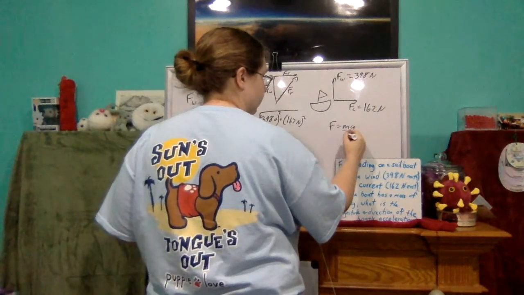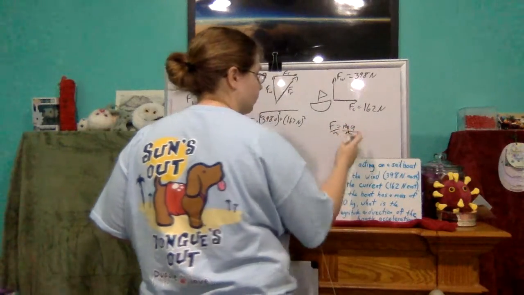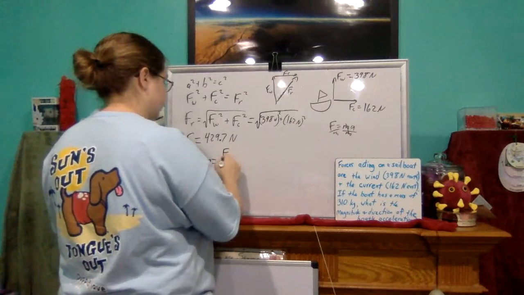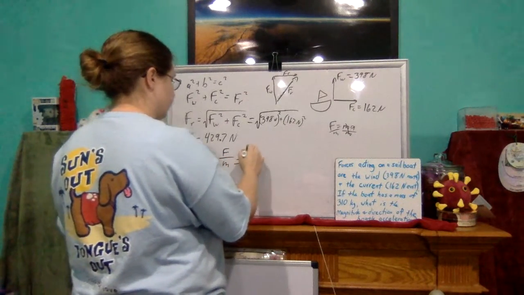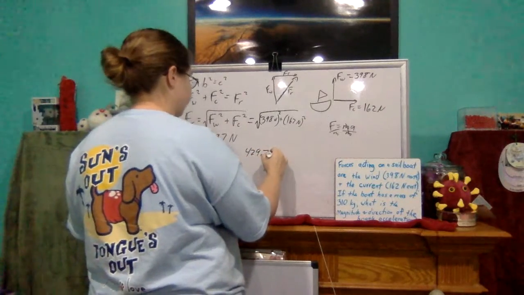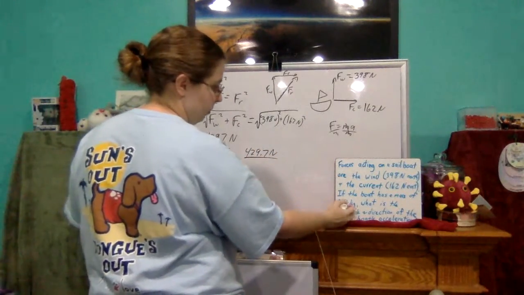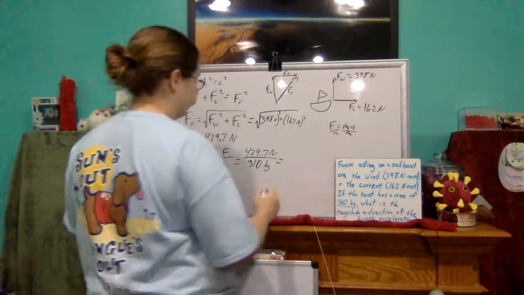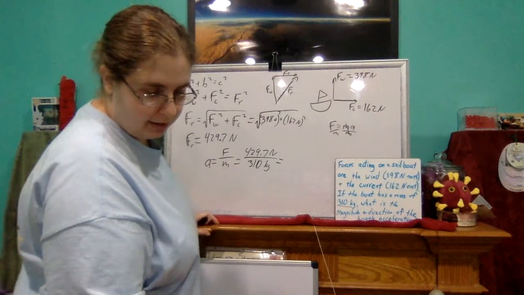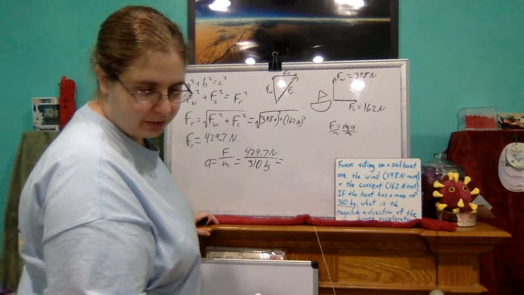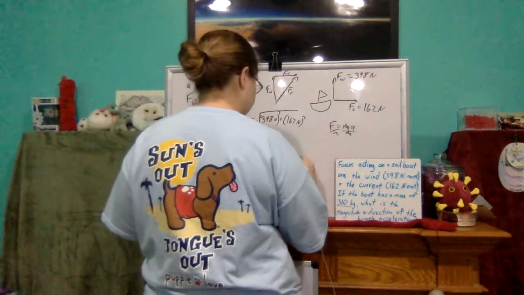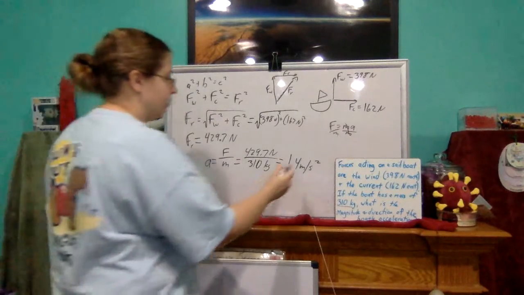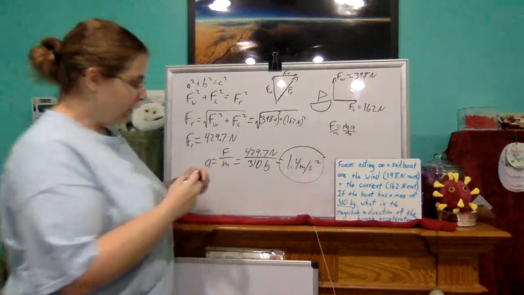So first we want to move it around. We're solving for a. Acceleration equals our net force over our mass, which equals 429.7 newtons over our mass, which is 310 kilograms. We solve that. Our acceleration is 1.4 meters per second squared.